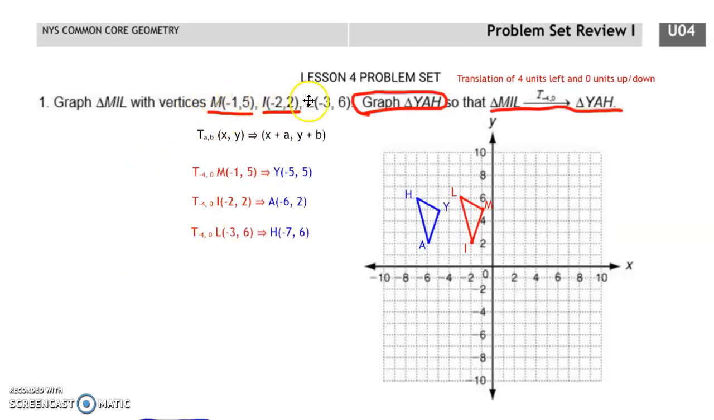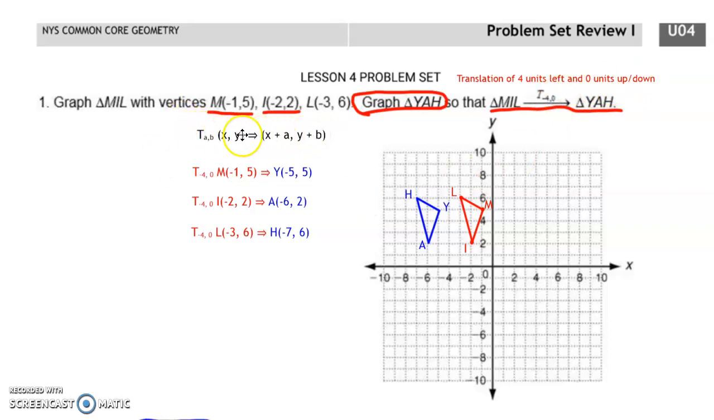We know that M, I, and L are all points on the original, the pre-image, and then Y, A, H are all points on the image. This notation means we're translating 4 units left. The first number is indicative of a left and right change, and since it's negative, we're going left. 0 units up and down. Well, that's simple. I don't have to do anything to the Y value.